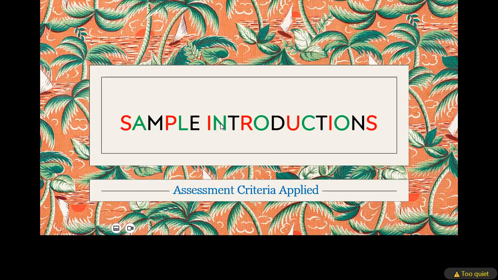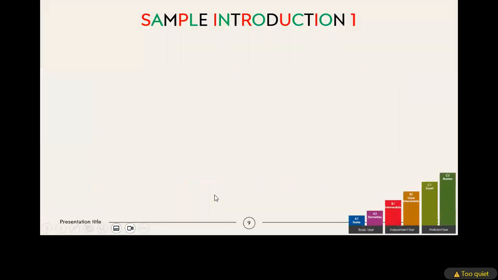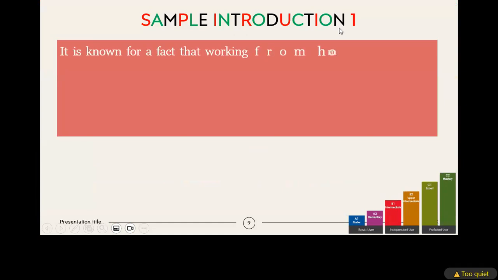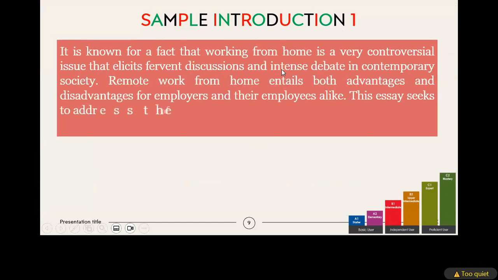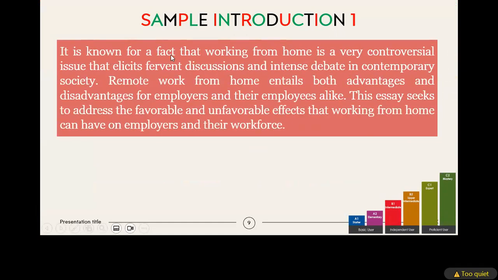Okay, now sample introductions. Okay, I will give you now assessment criteria applied. So انتوا الحين راح تقيموا introductions على ضوء اللي شفناه. But sample introduction number 1. Now look here, what do we have? Now this is one introduction.